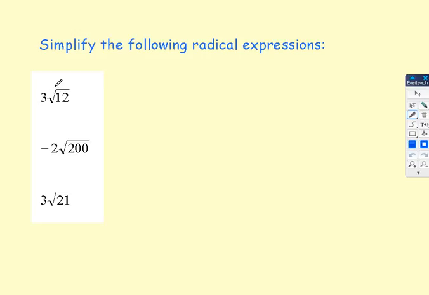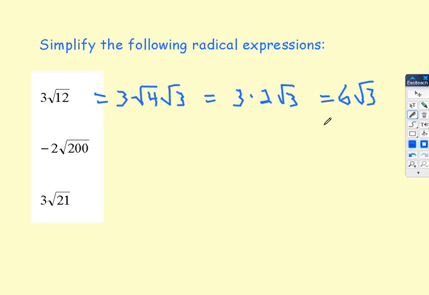All right, let's do a couple more. Now we've already got one on the outside. We're kind of running out of time here, sorry. But the square root of 12, I could simplify that to the square root of 4 times the square root of 3. So the square root of 4 is 2, so I have 3 times 2 times the square root of 3. Well, 3 times 2 I know is 6, so I have 6 square root 3.